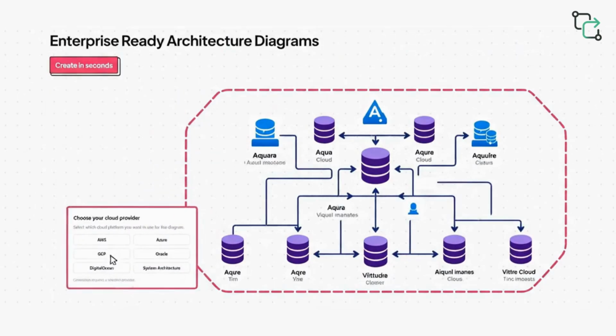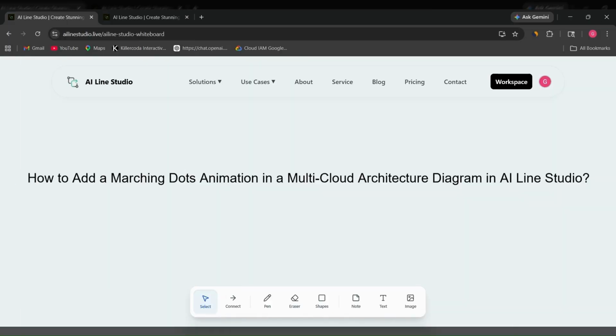Clear, structured, production ready. Hello everyone, welcome to AI Line Studio tutorial 67, and today's topic is how to add a marching dots animation in a multi-cloud architecture diagram in AI Line Studio.